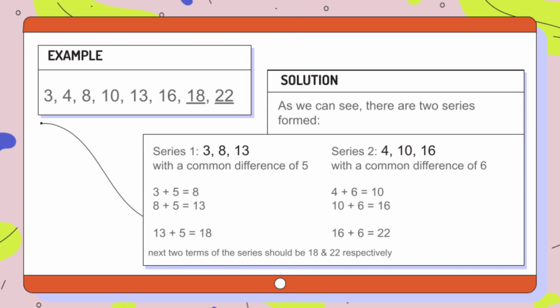Series 1: 3, 8, and 13, with a common difference of 5. The first term, 3 added by 5, is 8. The second term, 8 added by 5, is 13. The third number, 13 added by 5, is 18. Series 2: 4, 10, and 16, with a common difference of 6. The first number 4 added by 6 is 10. The second number 10 added by 6 is 16. The third number 16 added by 6 is 22. So, the next two terms of the series should be 18 and 22 respectively.